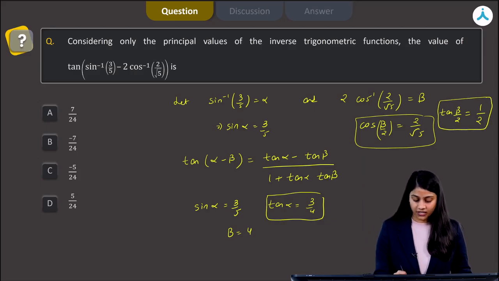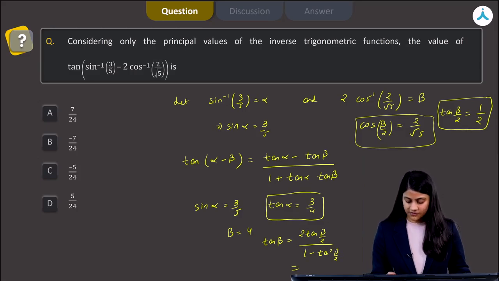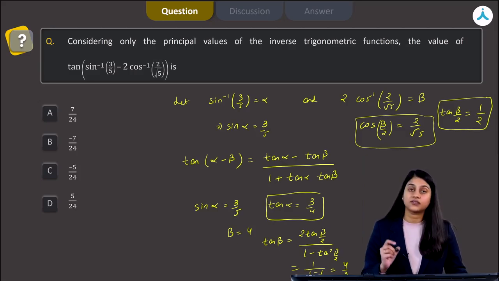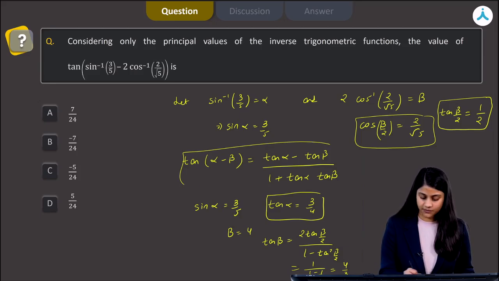Now we have to calculate the value of tan beta. So tan beta will be equal to 2 times tan beta by 2 divided by 1 minus tan square beta by 2, that is 2 into 1 by 2, that is 1 minus 1 by 4. So we are getting the value of tan beta as 4 by 3. So now we have tan alpha and tan beta. We can put these values in this equation.